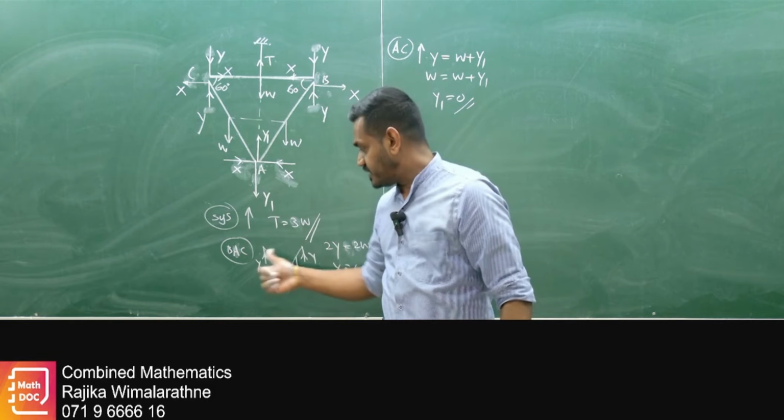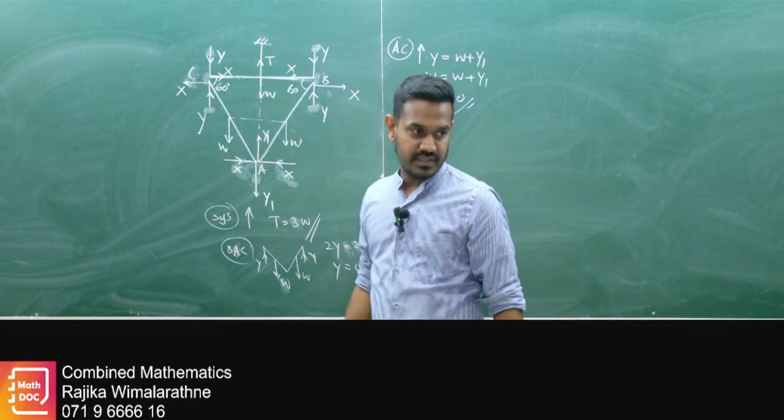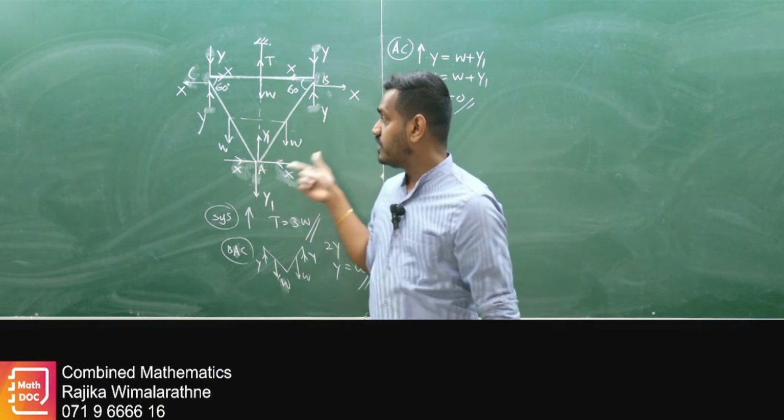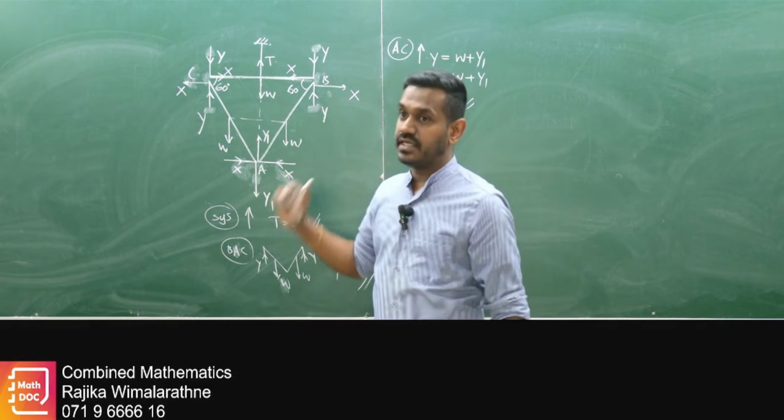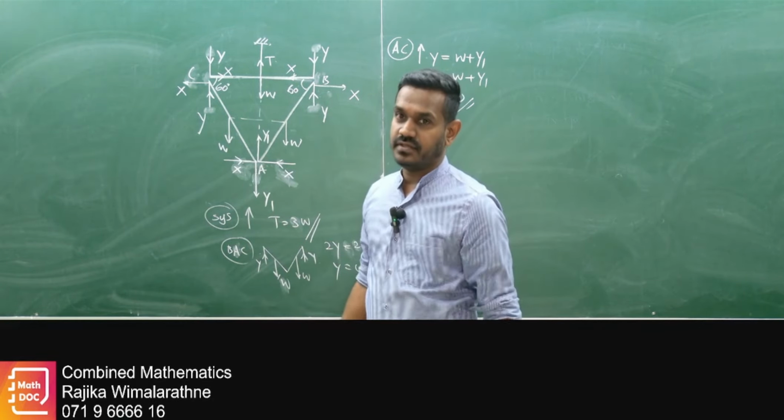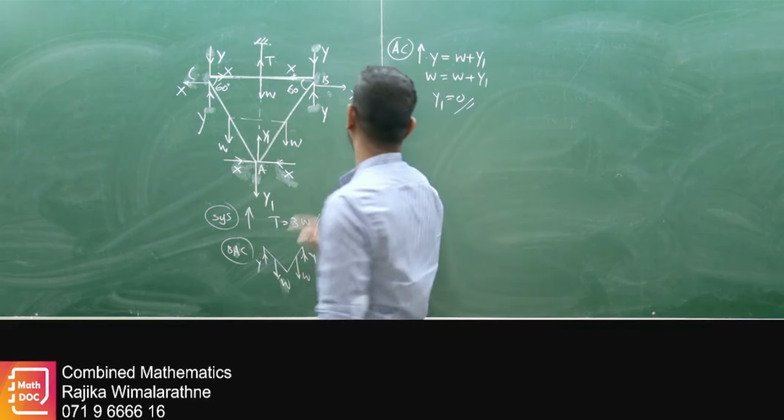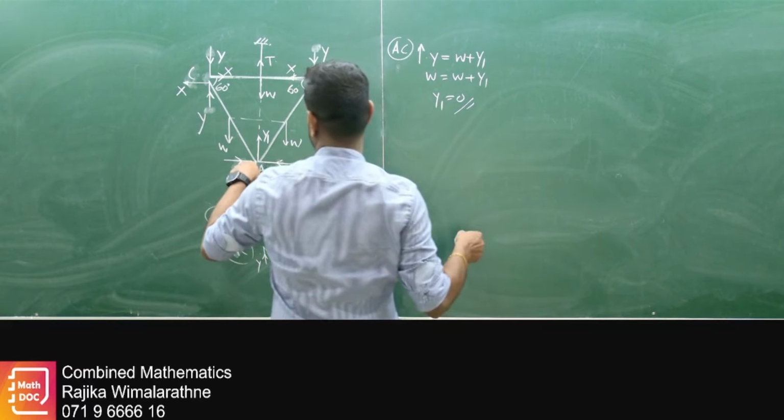But by simplifying also we can get it. Now all Y values are known, T known, only X need to find. No? Then take only moment. You consider the AC rod, take moment about A.